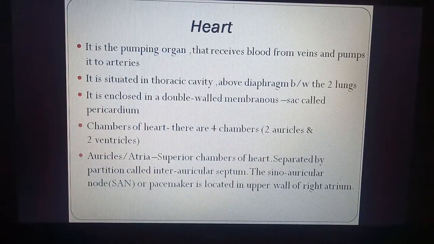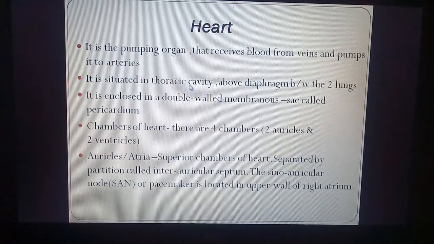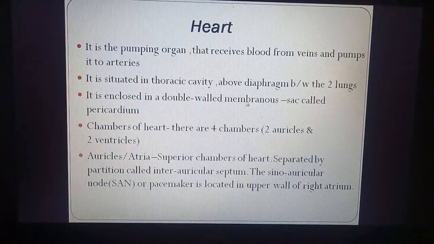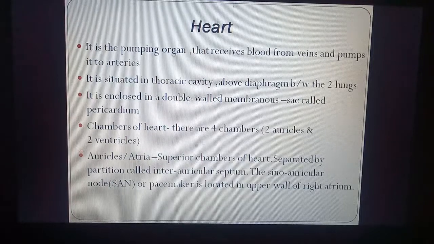So it is a brief summary. The heart is a pumping organ that receives blood from veins and pumps to arteries. It is found in the thoracic cavity. So the heart is found in the chest, above the diaphragm and between the 2 lungs. It is enclosed by a double-walled membrane. So this is an important point. The heart is protected by a membrane which is called the pericardium. There are 4 chambers in the heart, 2 auricles, right and left, and 2 ventricles, right and left.